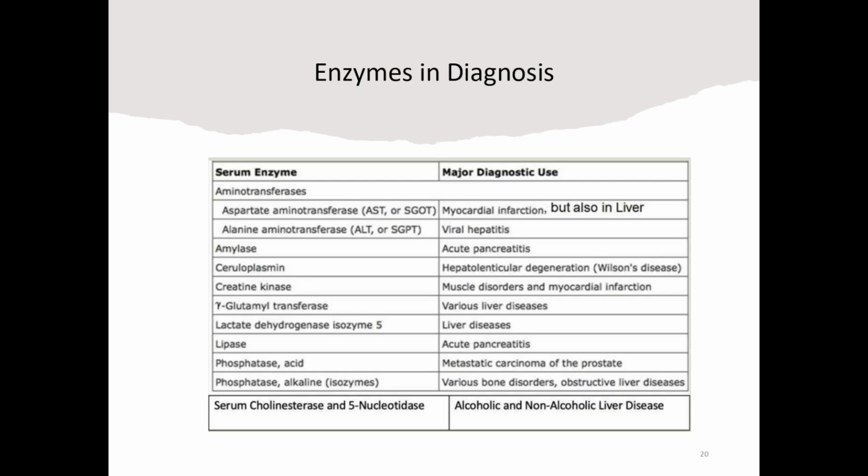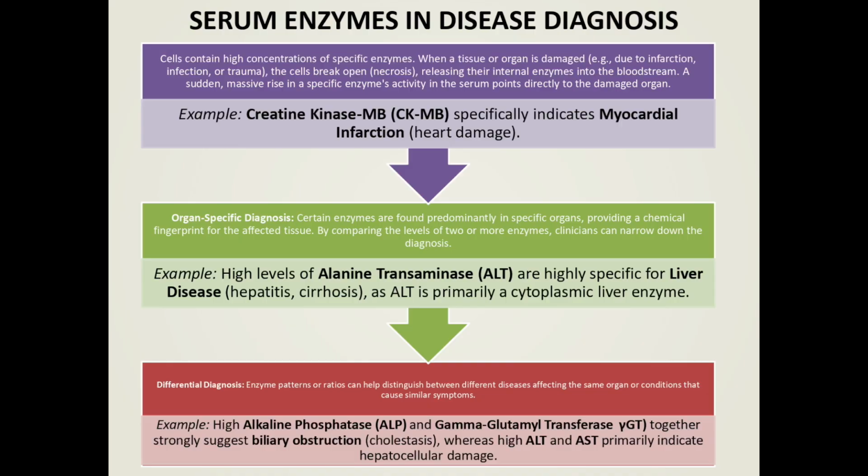For instance, aspartate aminotransferase, or AST, is used in diagnosing myocardial infarction and liver conditions. Alanine aminotransferase, or ALT, is primarily used for diagnosing viral hepatitis. Amylase and lipase indicate acute pancreatitis. Serum enzymes act as a chemical fingerprint for damaged tissue. When an organ is damaged by infarction, infection, or trauma, the cells break open through necrosis, releasing high concentrations of their specific internal enzymes into the bloodstream.